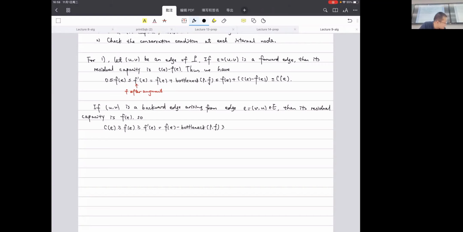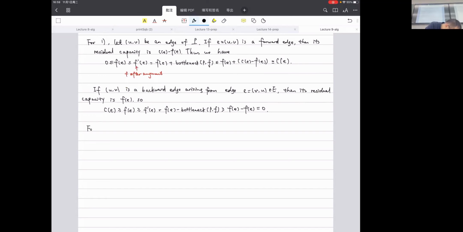Nevertheless, we know the bottleneck is the smallest among all the values that we can push here. For the backward edge, as long as we have this definition, the residual weight on this edge is at least as large as the bottleneck. So the bottleneck should be smaller than the value of f_e here, and f_e minus the bottleneck is at least 0. So we have another chain of inequalities to ensure the correctness of our algorithm.